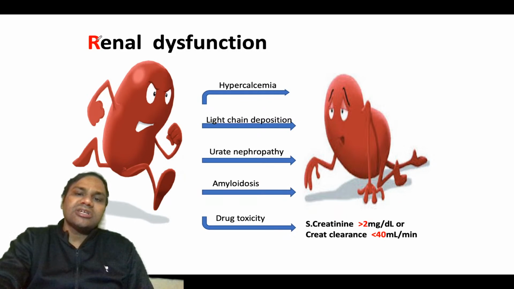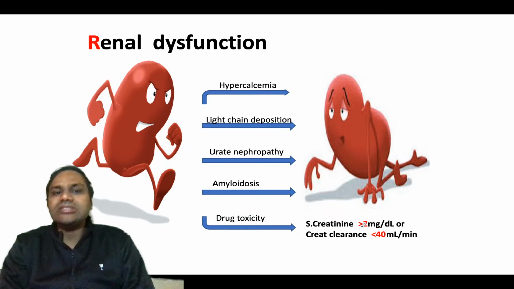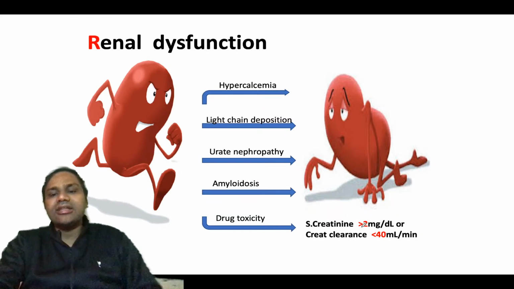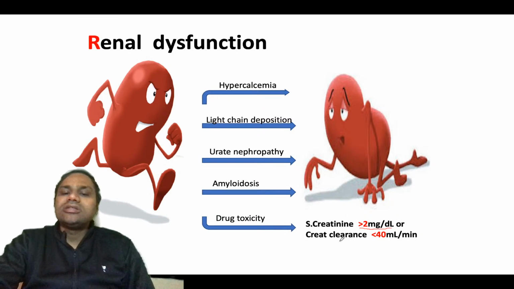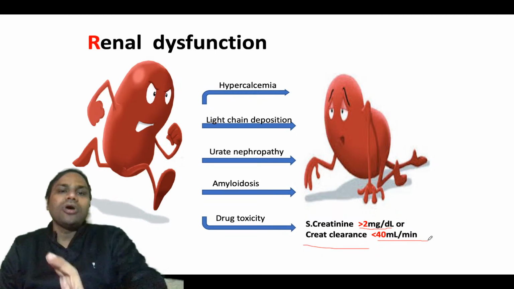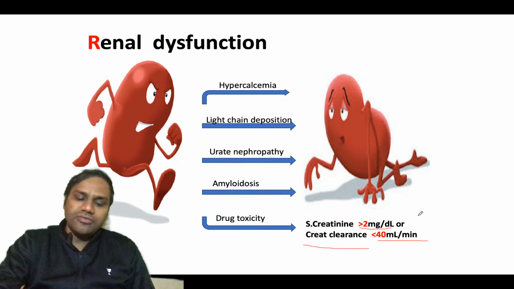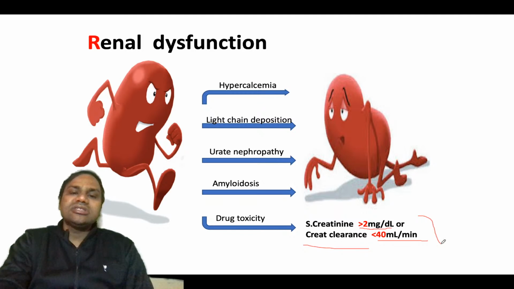Renal dysfunction, again, one cause is hypercalcemia. Another, obviously, is light chain deposition, urate nephropathy, amyloidosis and toxicity. But basically R is related to serum creatinine greater than 2 milligram per deciliter. So how do you know that renal dysfunction has occurred? You see serum creatinine greater than 2 milligram per deciliter, or creatinine clearance less than 40 milliliter per minute. That is important. Any two of the options can be given in your exam. So this is renal dysfunction.